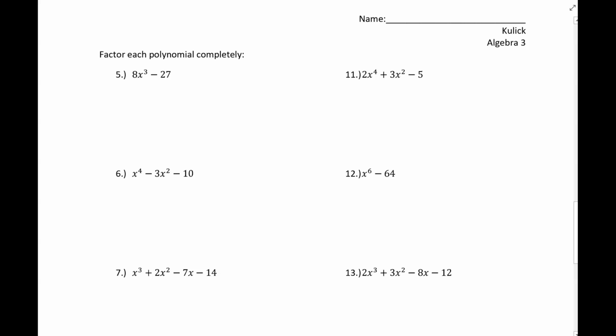Does anybody have a preference here? All right. Let's just do, say, number 7 for the sake of argument. So let's say that this said solve, and we have an equal 0 at the end of it. I'm going to start this solving problem exactly the same way that we started the factoring problems. So the first thing I'm going to do is, well, I got to make sure it's equal to zero. In this case, that's already done for me.